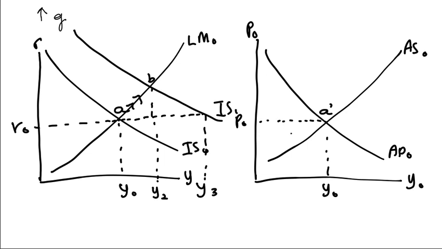On the other hand, if we look at AD and AS analysis, when there is an increase in G, AD will shift to the right. The same reason, because G is a direct component of aggregate demand. So now AD shifts to the right from AD0 to AD1.